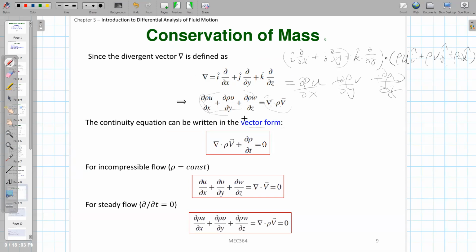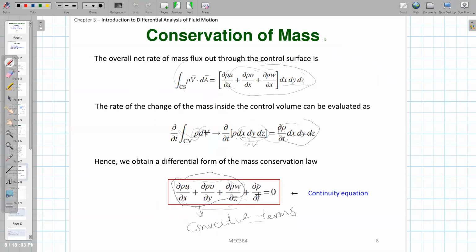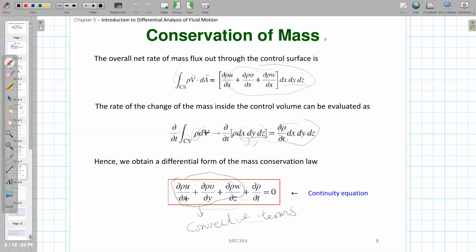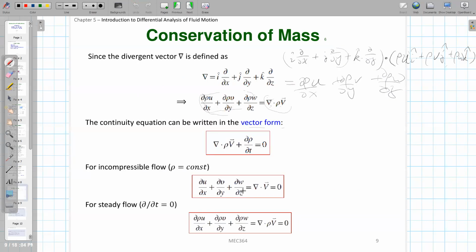This is the vector form, and this is the component form. You can think of this vector form as written in the component way, where we write the vector in x, y, z. Okay, and so why do we want to use this vector form?